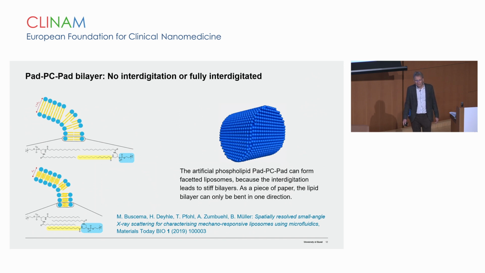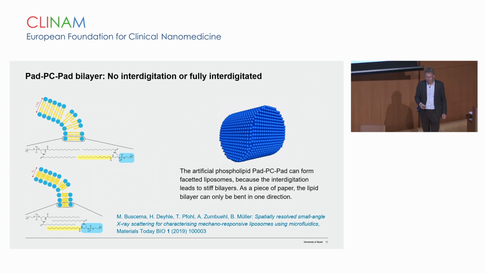You see on the top that we have a non-interdigitated liposome. That means something that has a thicker bilayer. By starting the interdigitation, we make everything a little bit stiffer. And by increasing the stiffness, we can produce artificial phospholipid-based faceted liposomes. You can imagine, for example, if you have a piece of paper, you can bend it easily in one direction, but to form a sphere is rather impossible. The same principle has been used here for these interdigitated liposomes.